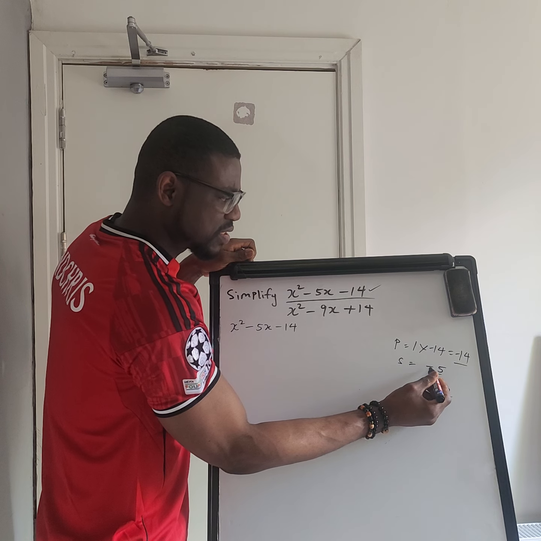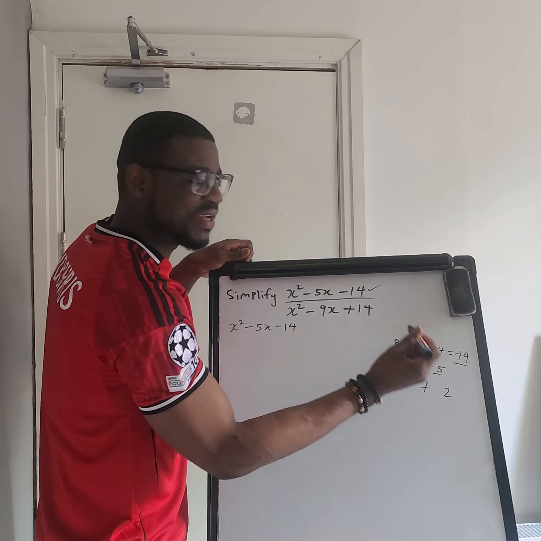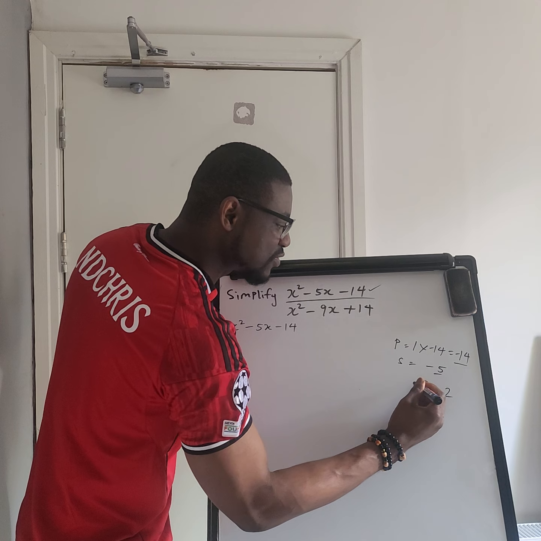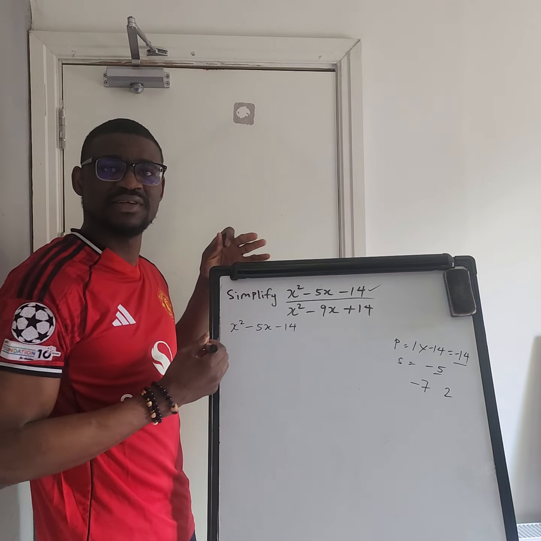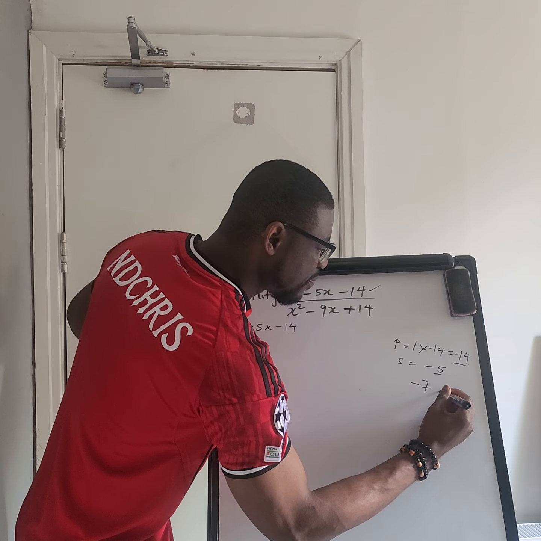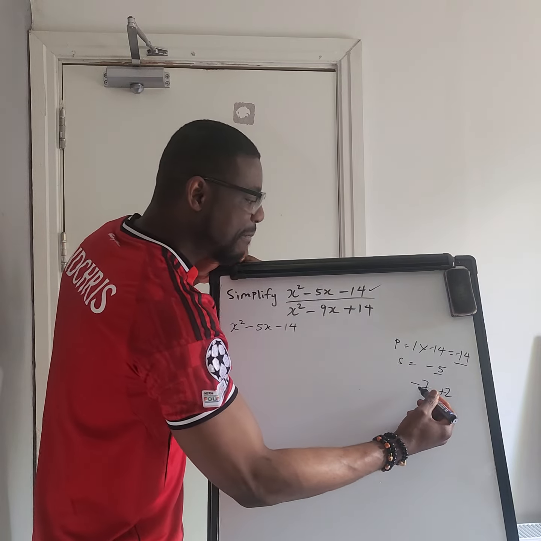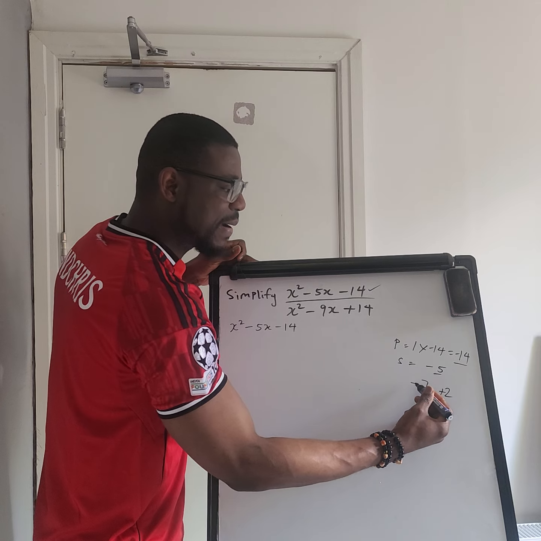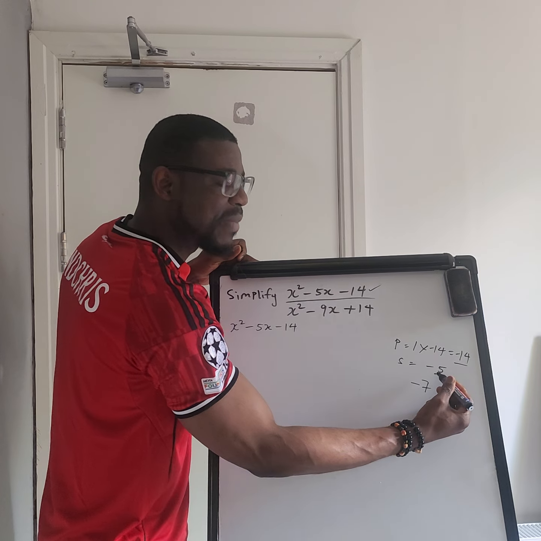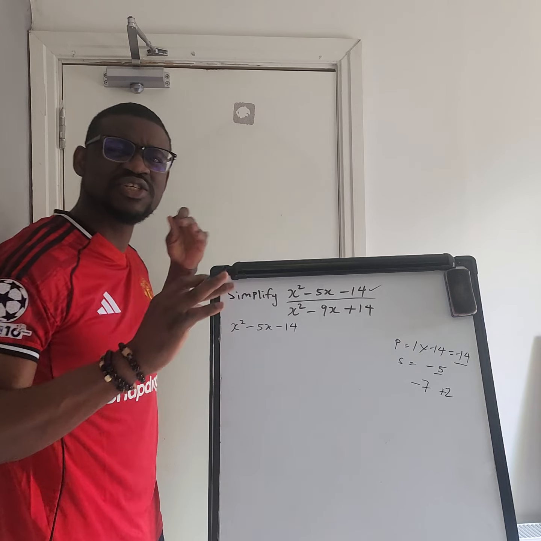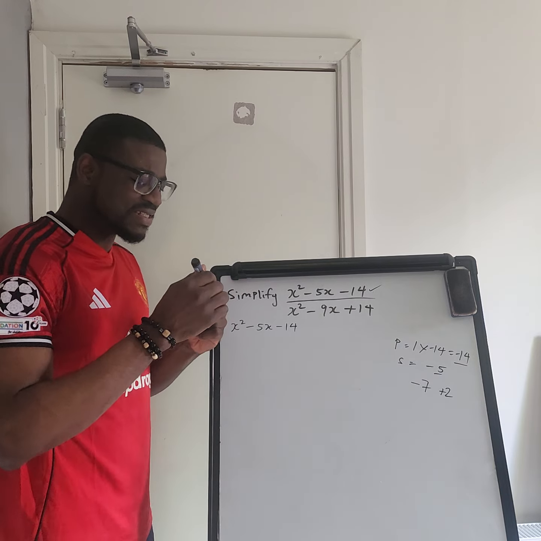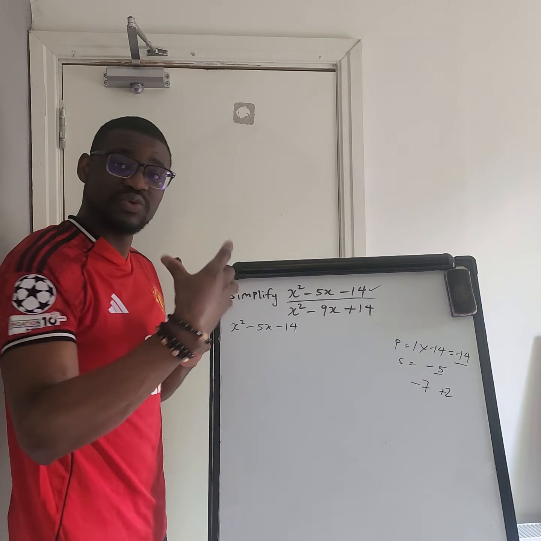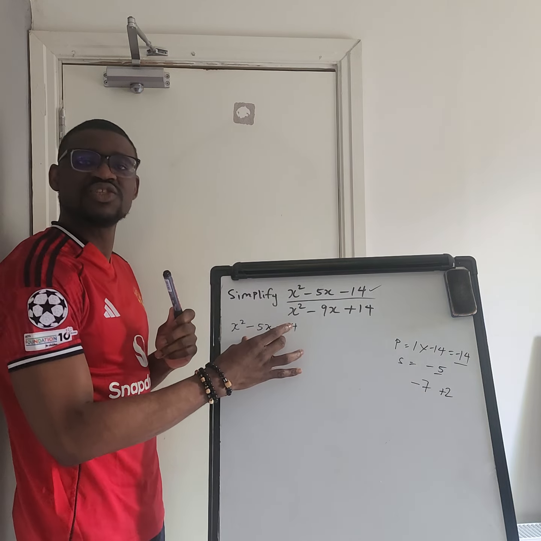Because the sum is negative, let the biggest number be negative, and then the smallest number will be positive. So that when you say -7 times +2, it will give you -14. Then when you say -7 plus 2, it will give you -5. That condition is already satisfied. The next thing for you to do is to what? Implant them into the expression.